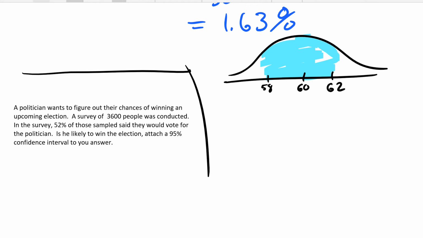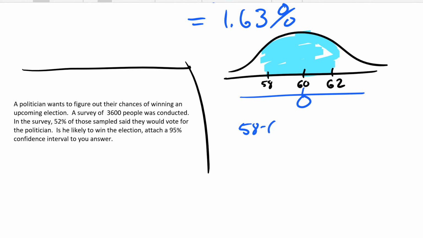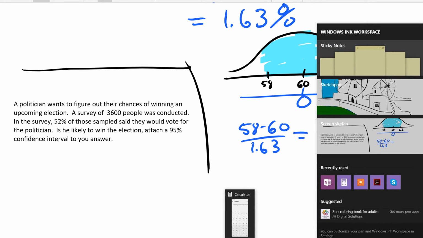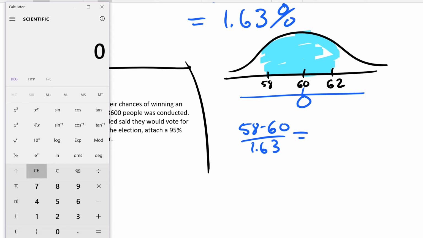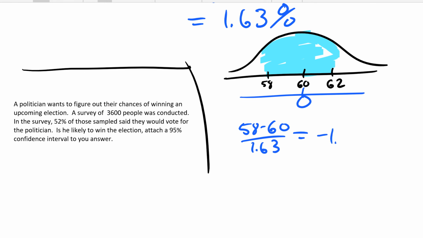We convert to standard units. So the 60 goes to 0. 58 minus 60 divided by 1.63 is, let's use the calculator, negative 1.23, and 62 will be the positive of that. So we're looking for the area under the normal curve between negative 1.23 and 1.23.